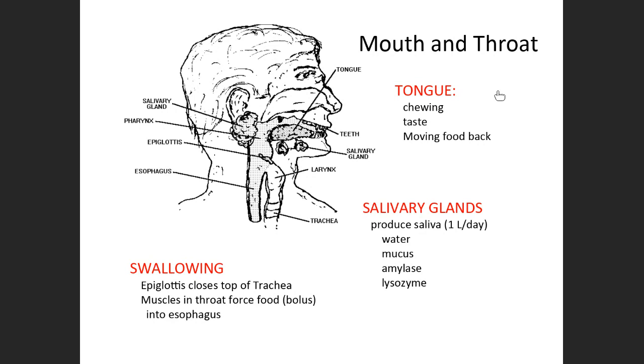It contains mostly water, mucus, which makes it sort of slippery, amylase, the enzyme that begins the digestion of starch into maltose, and lysozyme, which is an enzyme, actually a protein, that is an antibiotic, so it kind of helps to kill some bacteria in your food, because your food, even though you cook it, is still not sterile.